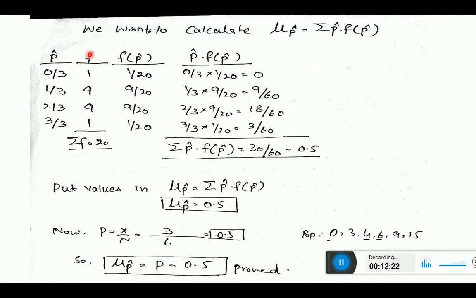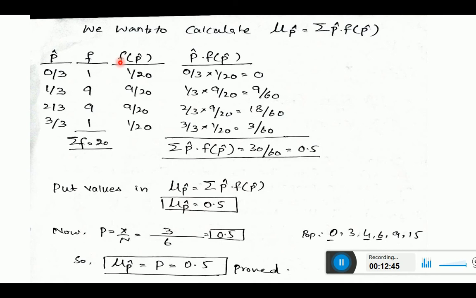Now I'm going to write down the frequency. 0 by 3 is repeating 1 time in the data. 1 by 3 is repeating 9 times in the data. 2 by 3 is repeating 9 times in the data. 3 by 3 is repeating 1 time in the data. This is an important concept. According to the formula, now I can easily calculate f of p cap.